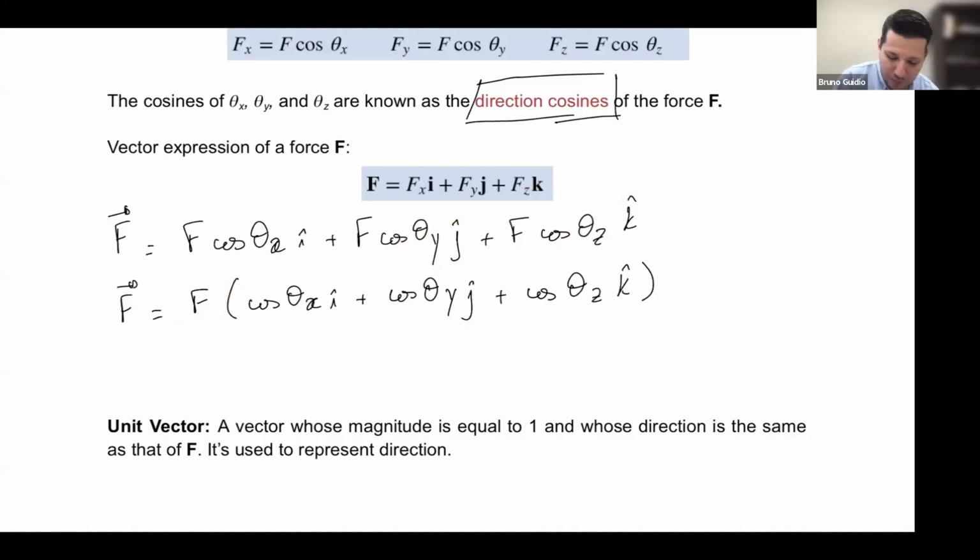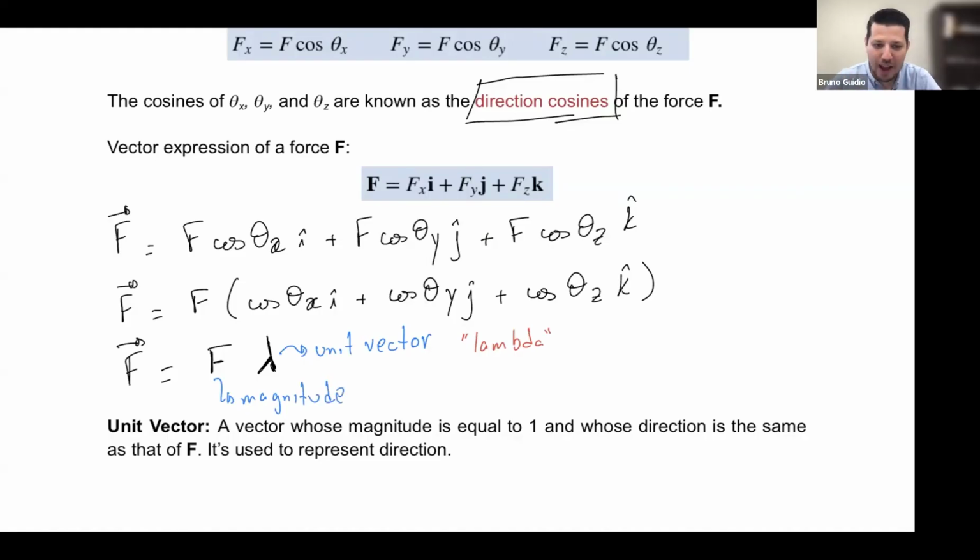Having all of those direction cosines, we can simplify with one letter. We can write this expression as the magnitude times lambda. And what is this lambda? This lambda is called the unit vector, lambda, the unit vector. And once again, what is F? It is the magnitude.